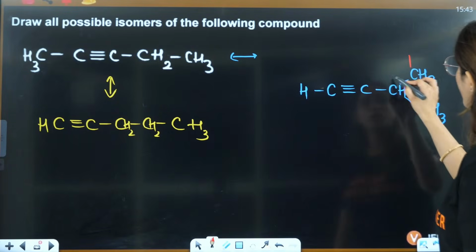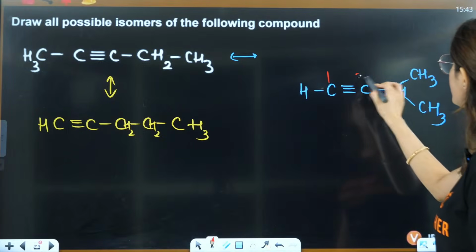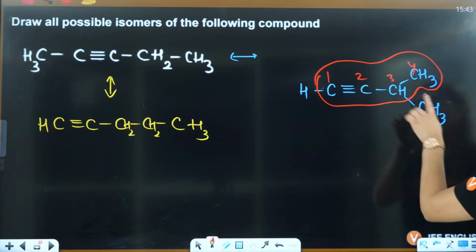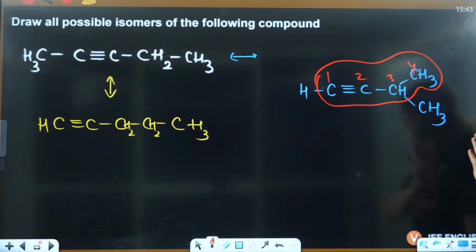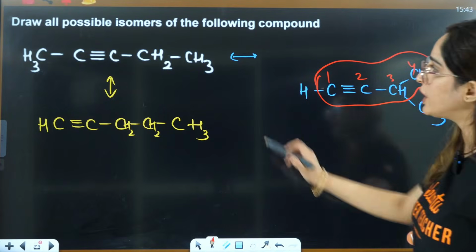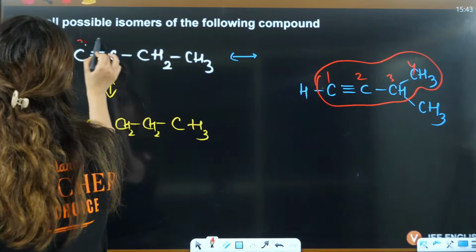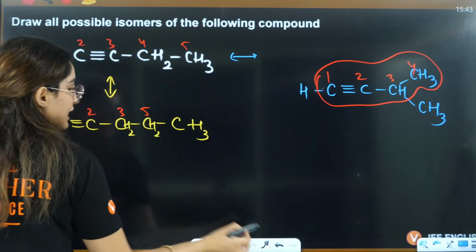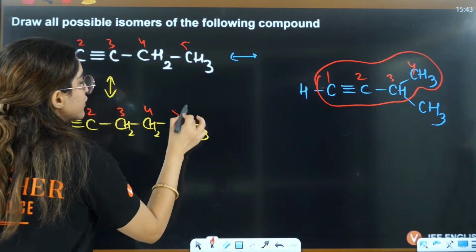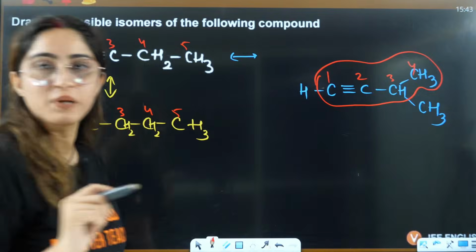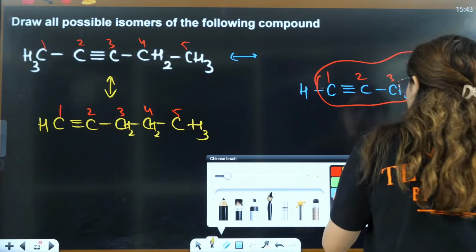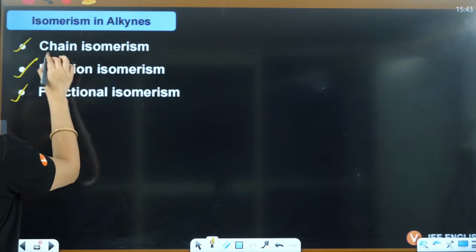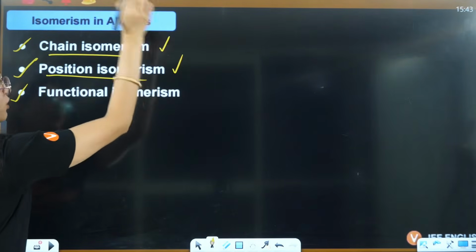Can you see? You can have 1, 2, 3, 4. This is the main chain, right? And on third position you have the methyl group. So here you have 5 membered, and this is also 5 membered, right? So can you see the chain is different? So chain isomer is also possible here. Position isomer is also possible here, right? So 2 things we have seen, that chain and position isomer, how it is possible.